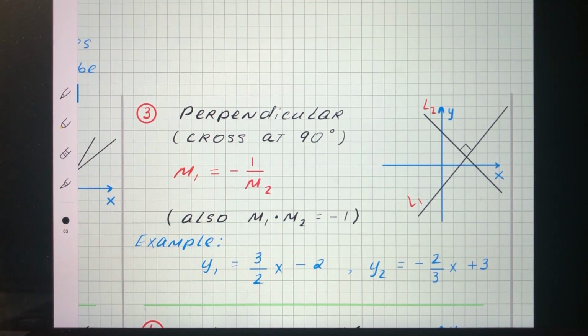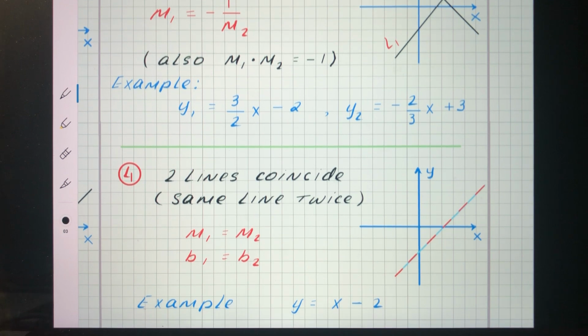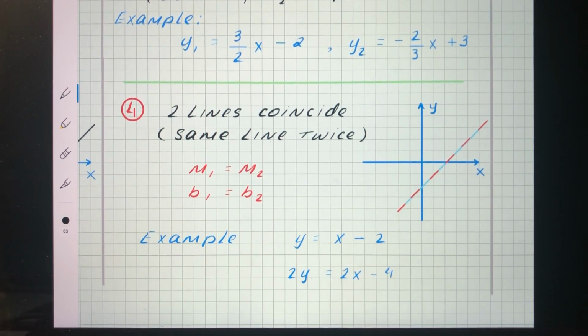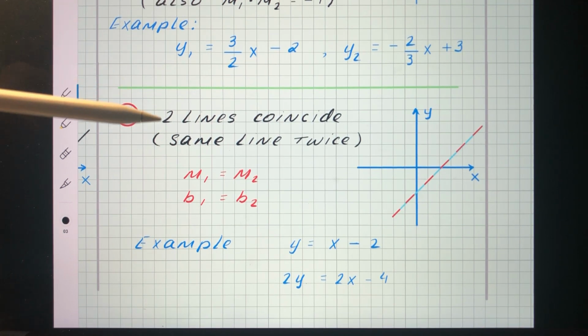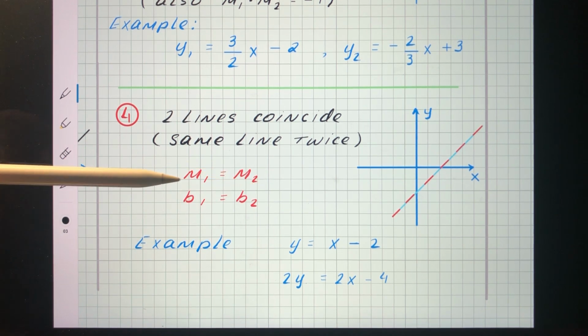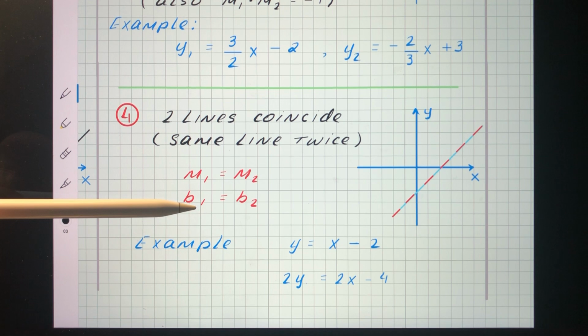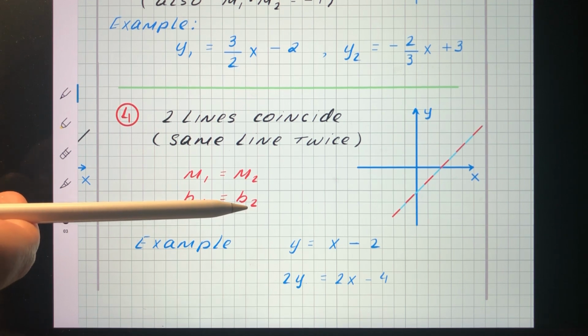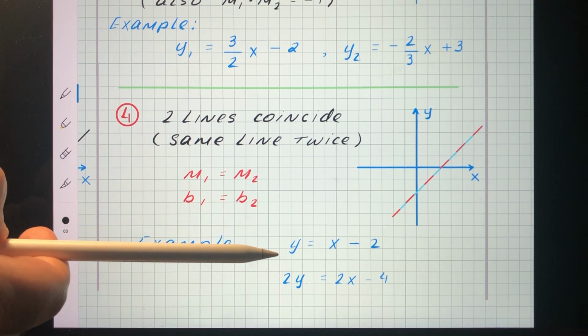The last possibility is that two lines might coincide. We might get the same exact line twice, in which case the slope from the first line is the same as the slope from the second line, and the y-intercept from the first line is the same as the y-intercept from the second line. Here is an example.